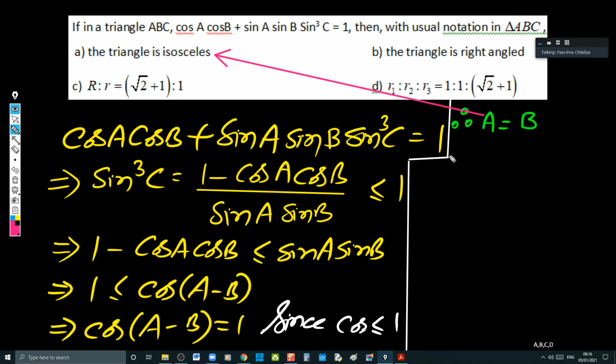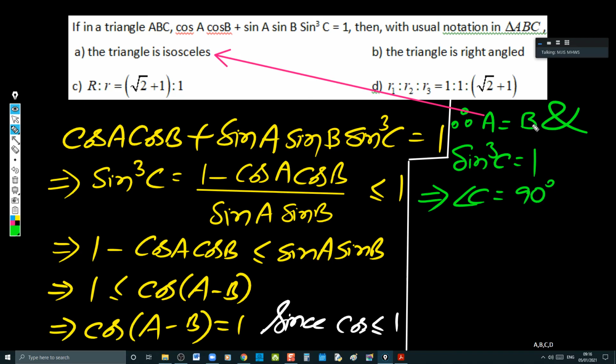1 minus cos square upon sin square milega. And sin cube C is equal to, correct beta, 1 ho jata hai. Implies angle C is equal to 90 degrees. So you got it to be a right angle triangle also.